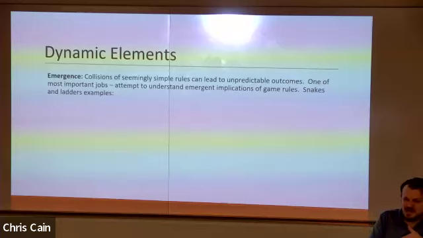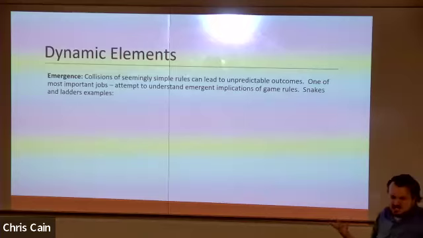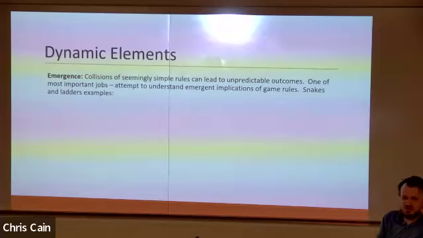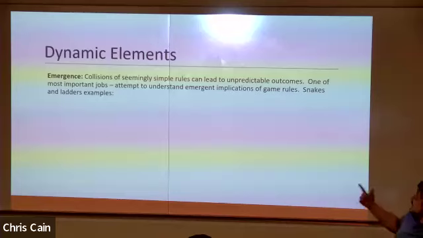Dynamic elements, we have this concept of emergence. So in a game, it's not really going to be a game unless there is some kind of unpredictable outcome. What that means is when you start the game, you don't know exactly how the game is going to end, or you don't know what the middle points of that game are going to be, especially if there is some aspect of player choice. So we want to understand what's going to happen based on those game rules.